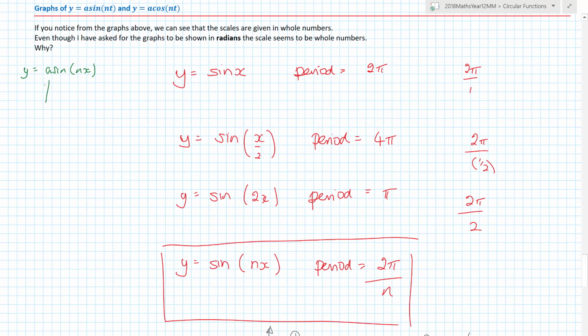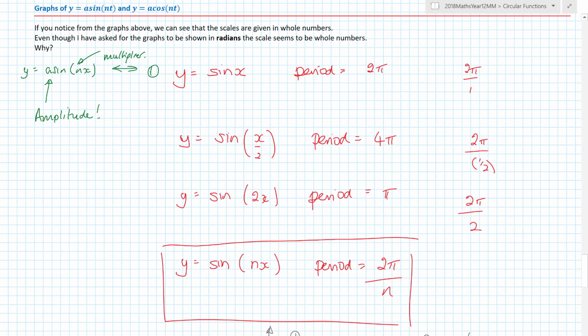Well, first things first, this value here is always my amplitude. Okay, so just be aware that that value there is always my amplitude. This n is going to be some sort of multiplier to change my period. That value is going to change my period. So let's look at a few examples.